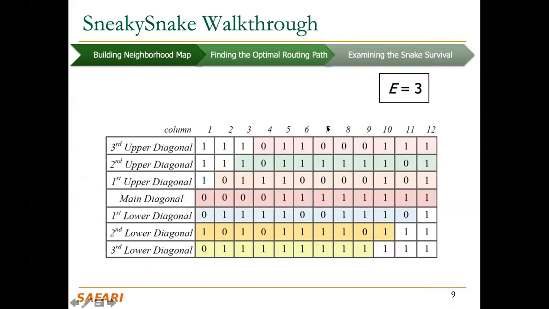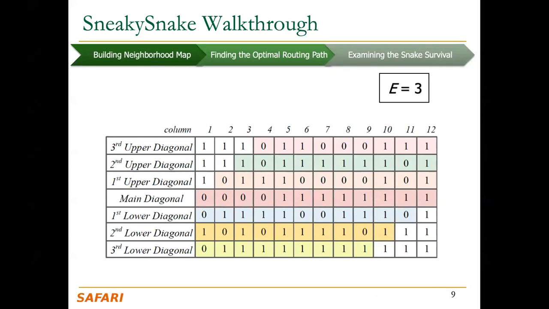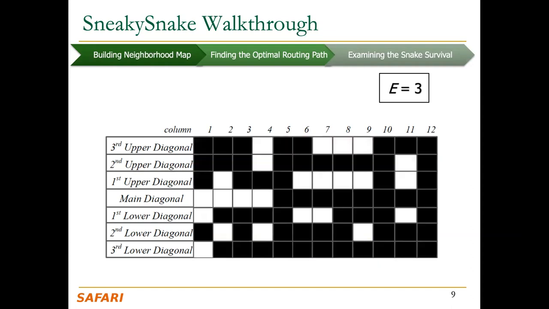Now we want to convert it into a VLSI chip. So we want to visualize this as if it is a chip. How is that? So simply convert each one into a black box, each zero into a white box, as you can see. Just each one, think about it as a module in the VLSI chip, and the zero as an available path where you can detour or place your routing path. Okay, hopefully this is clear.